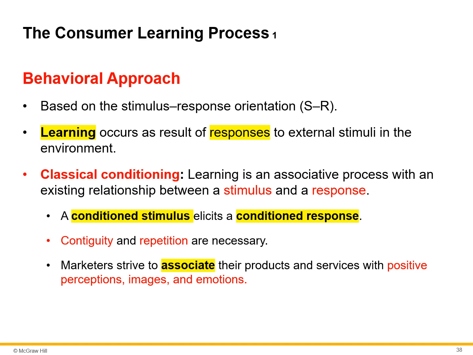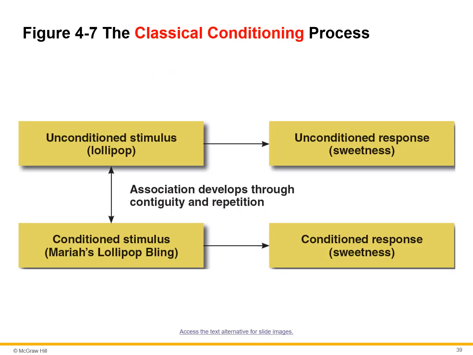Contiguity and repetition are necessary. You have to do that repeatedly to reinforce the conditioning. Marketers strive to associate their products and services with positive perceptions, images, and emotions. They want to do that using classical conditioning. An example of that is in the book, figure 4.7, where you have a lollipop, right? That's a stimulus. What is the response? Sweetness. We see a lollipop, we respond with sweetness.